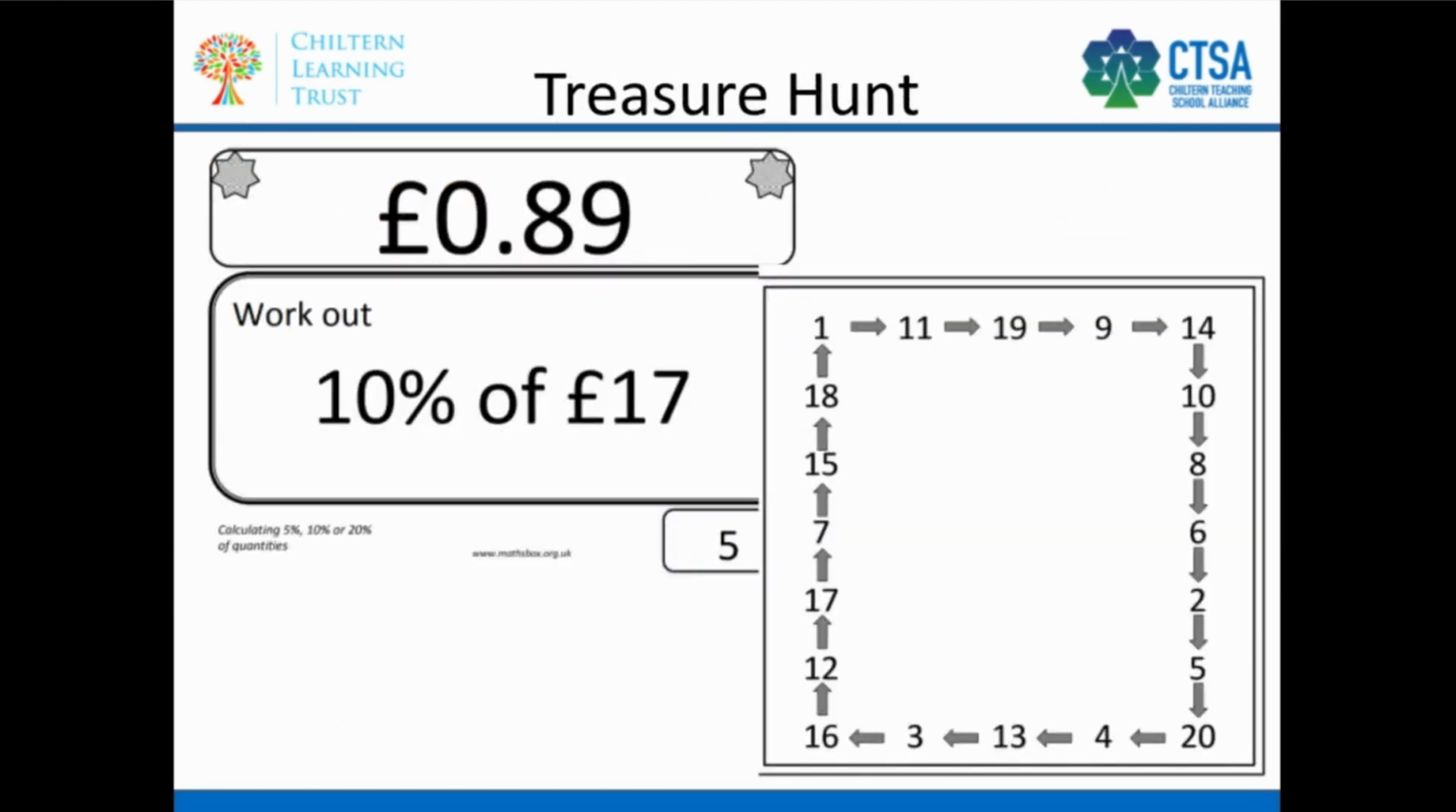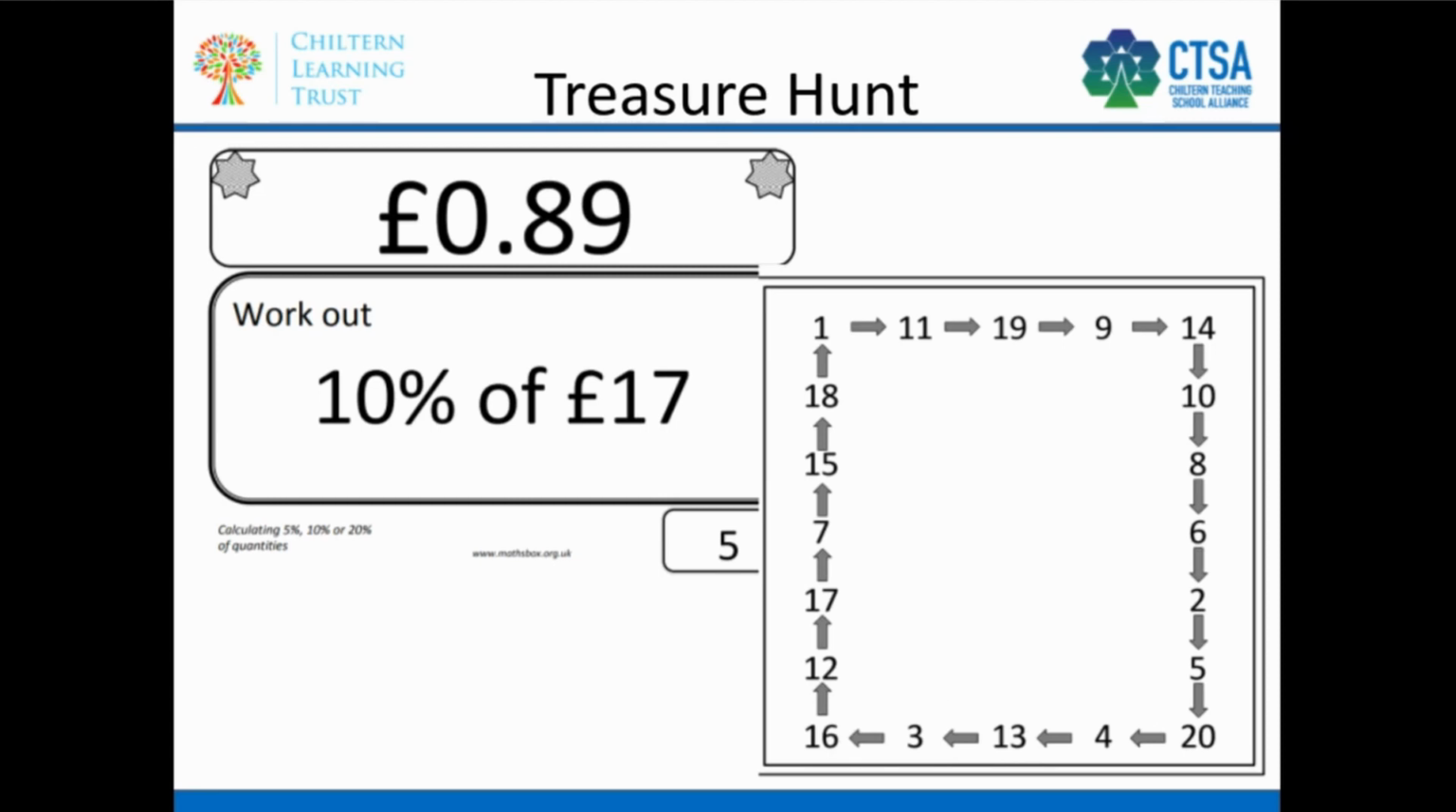Treasure hunts are brilliant if you want to get your students moving around the room and doing maths at the same time. However, given the current situation, you can get them to do this from their seats as well as a loop card activity. What students do is work out the answer. So in this case, they would work out 10% of 17.